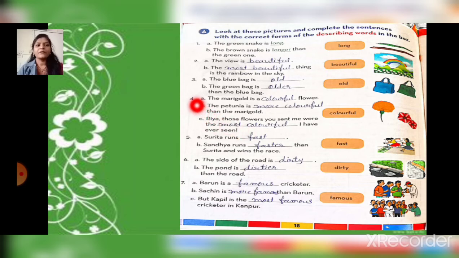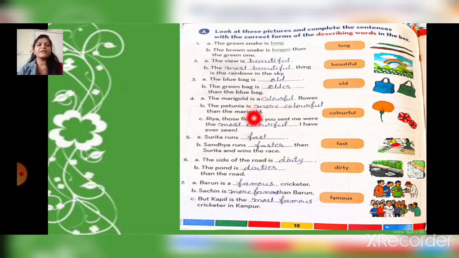Number 4. The marigold is a colorful flower. The petunia is more colorful than the marigold. Ria, those flowers you sent me were the most colorful I have ever seen. So students, in this fourth exercise, 3 degrees were given. So first, the marigold is a colorful flower. That is a positive degree. marigold वो colorful flower है. B, the petunia is more colorful than marigold. The petunia flower है वो marigold से भी ज़्यादा colorful है.